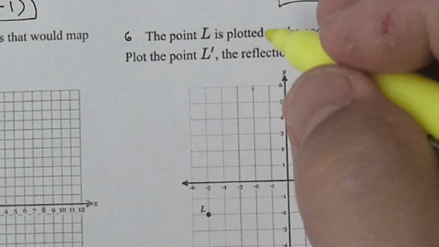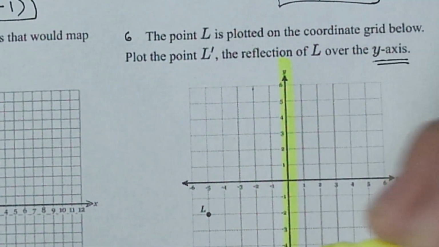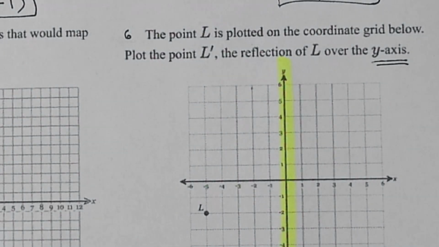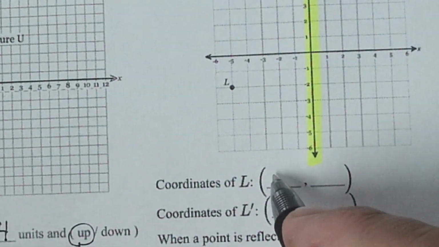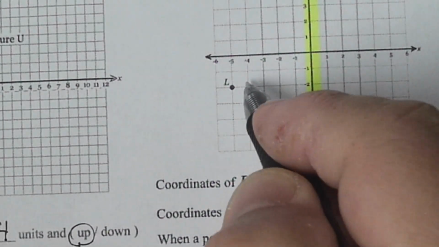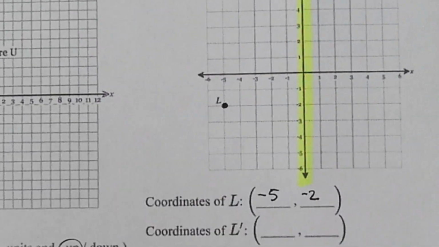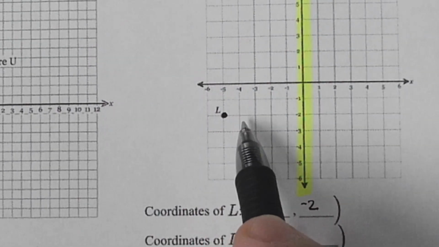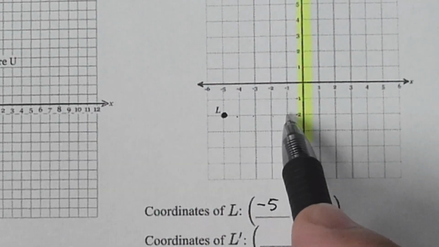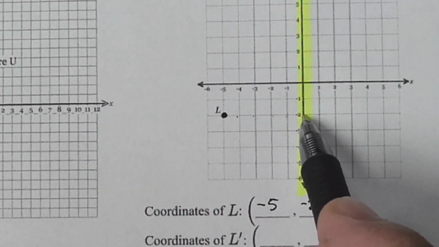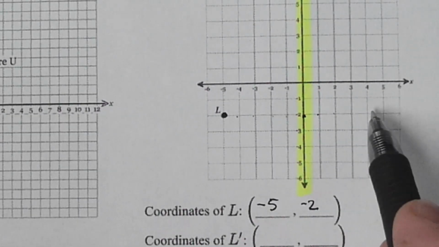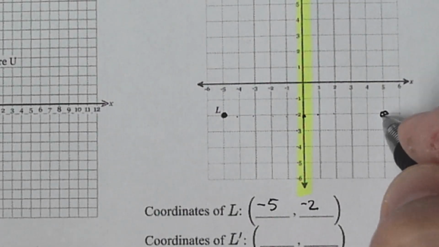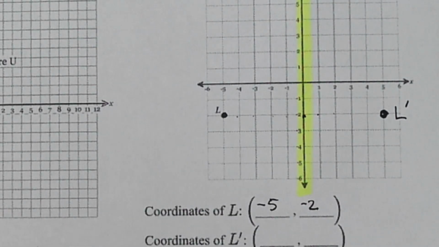So over the y-axis means this here, the y-axis, is my mirror. If I look at my coordinates, this is going to be -5, -2. That's my L right here. You have two ways of doing this. The first way is just counting. 1, 2, 3, 4, 5. It took me 5 steps to get to my mirror. So from my mirror to the next point, I got to take 5 as well. 1, 2, 3, 4, 5. So I am ending up on this side, and that's L prime.